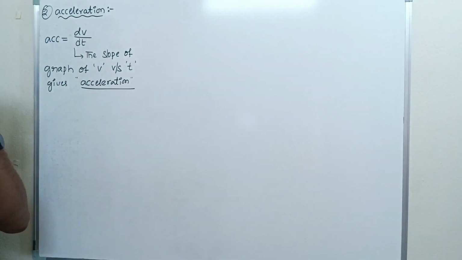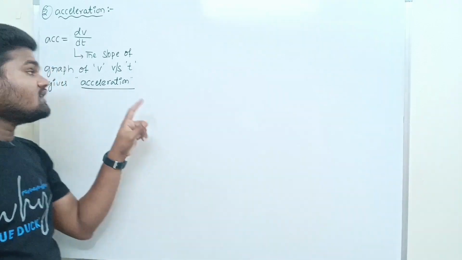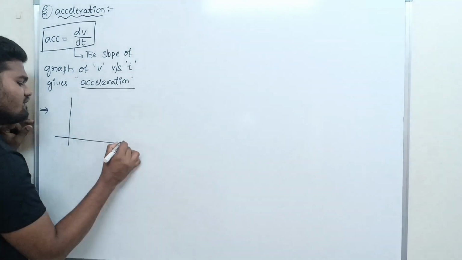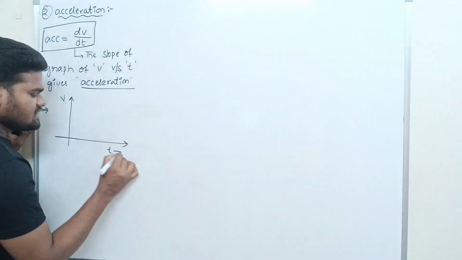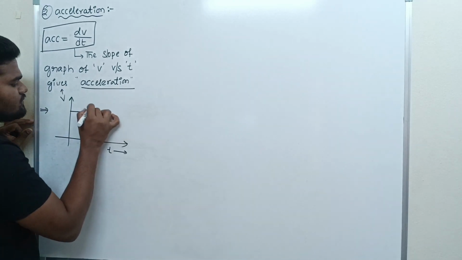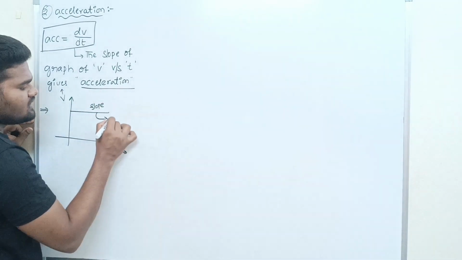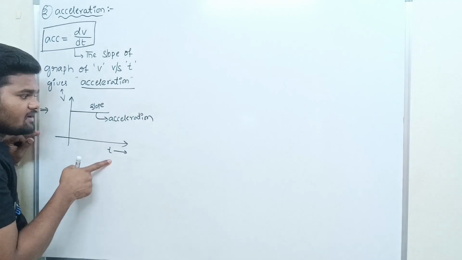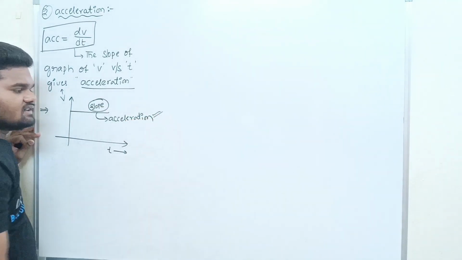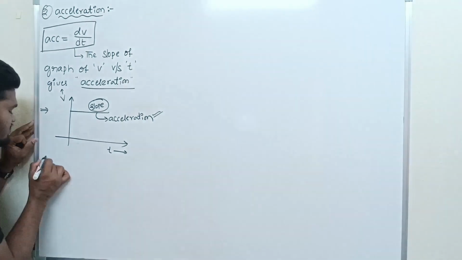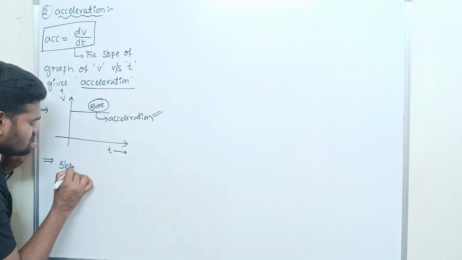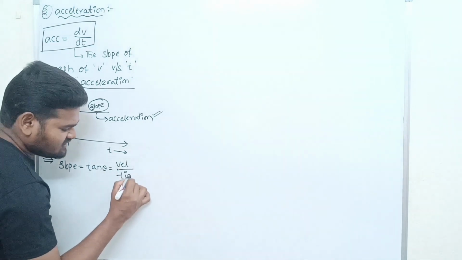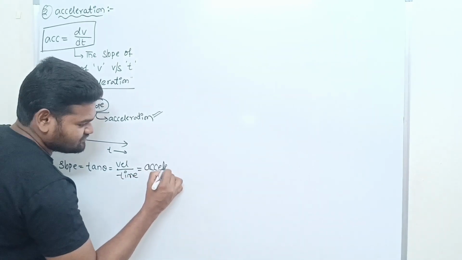So dv by dt means what? The slope of the graph of v versus t gives acceleration. Okay. So if we draw the graph for velocity versus time, then the slope gives acceleration. Are you getting me? Any doubts? Okay. So how to find the slope? We have the formula. Slope is equal to tan theta is equal to velocity divided by time, which is acceleration.